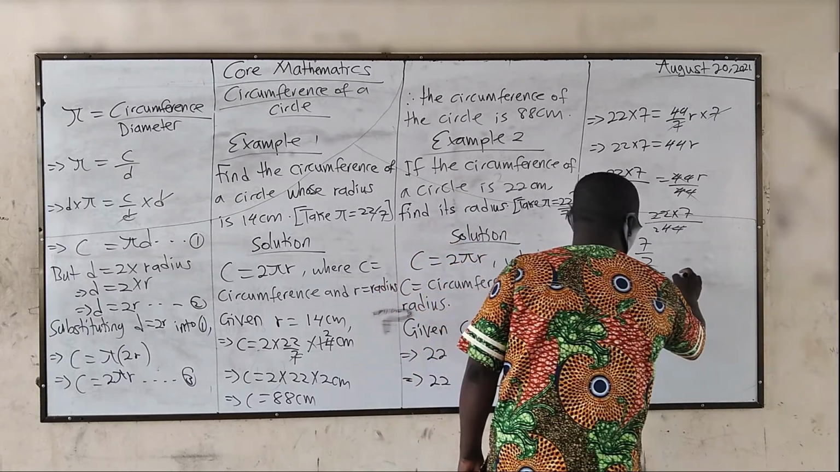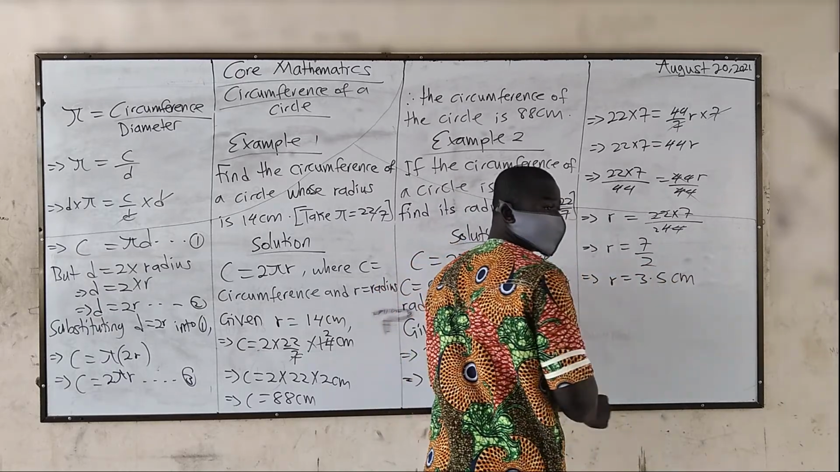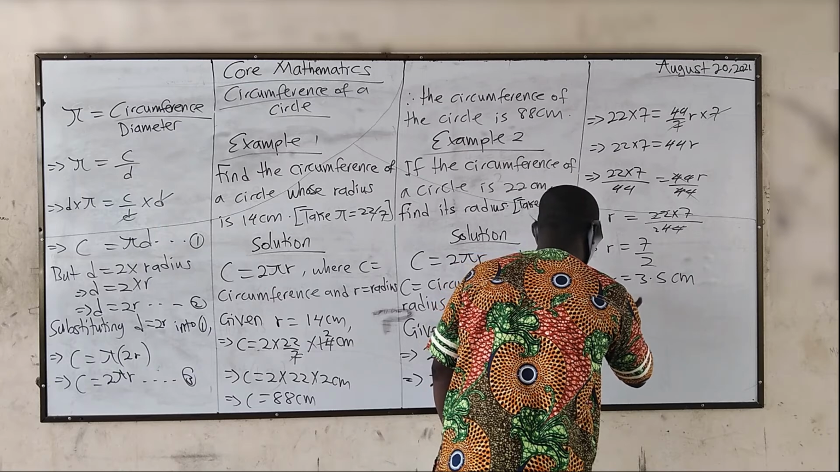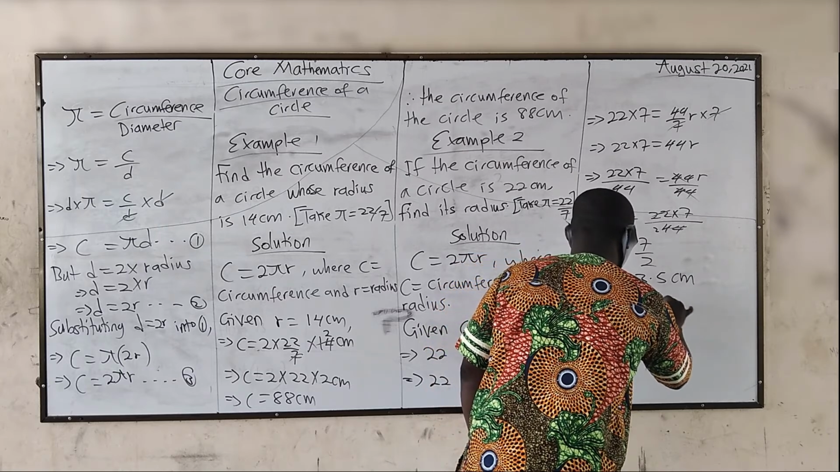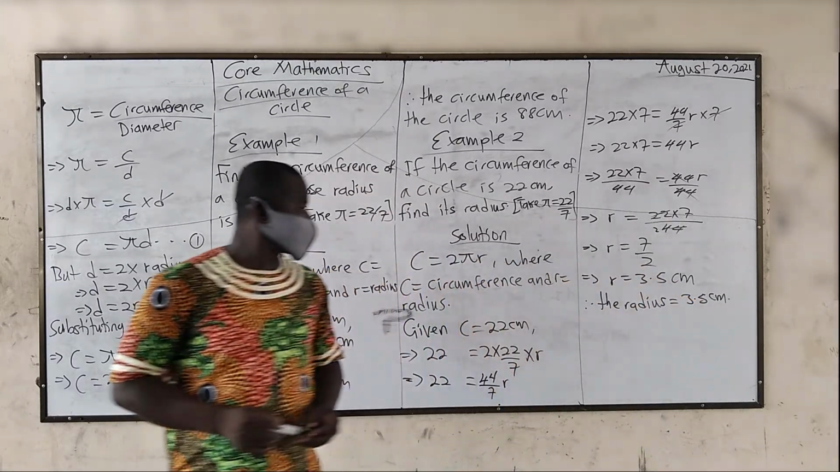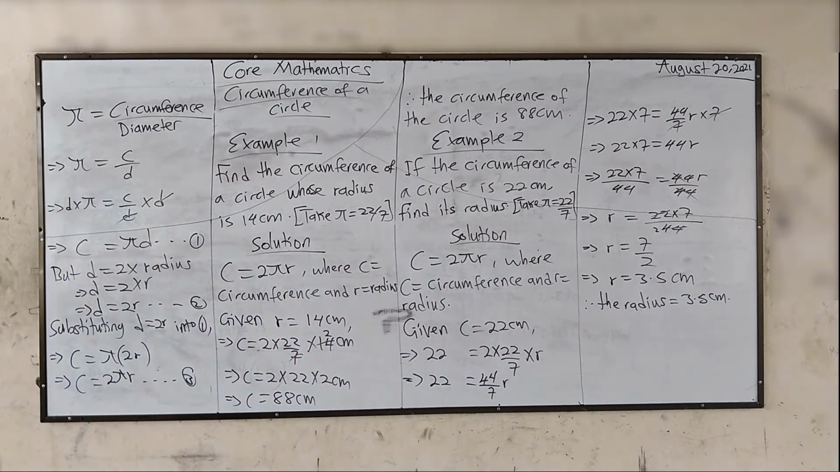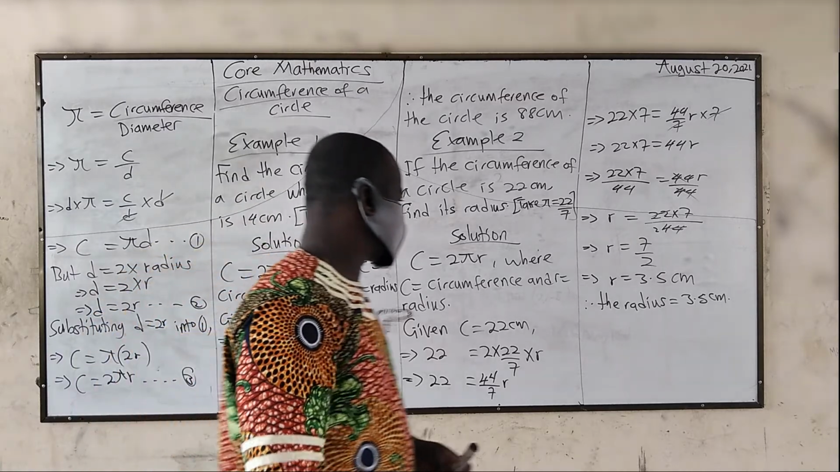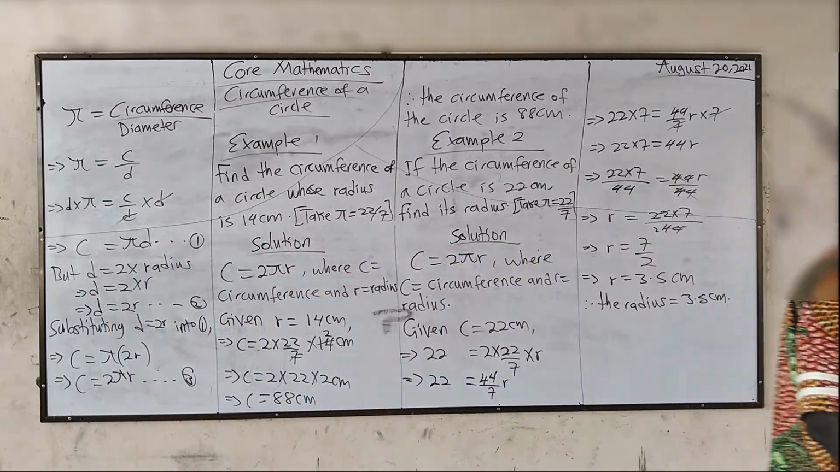I think here we can now include our units. Therefore, the radius is 3.5 centimeters. Is that okay? Alright, we'll be writing now quickly.